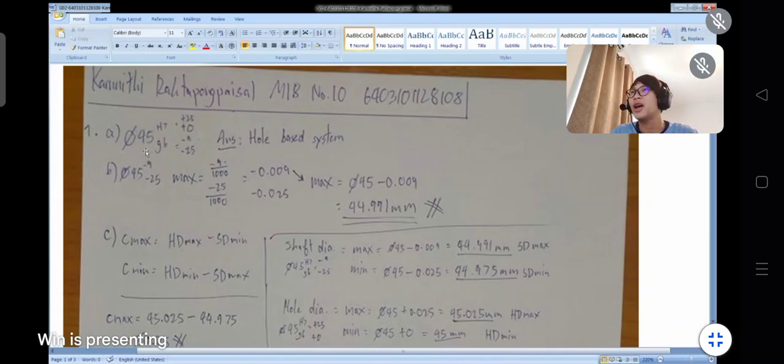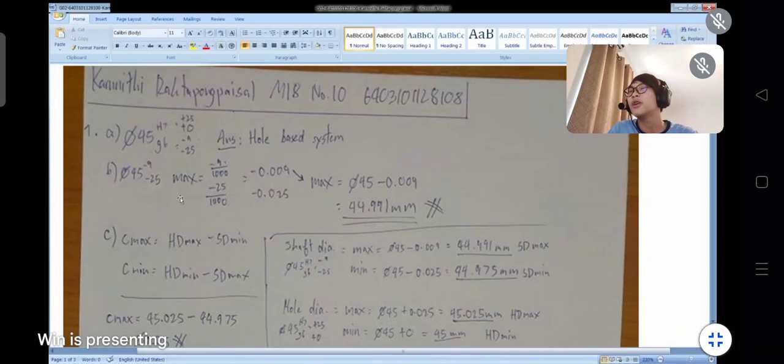Number one, for A, it asks which it is, a shaft-based system or a hole-based system. Well, if you look at this and translate it to the chart, we can see that the shaft is smaller than the hole. So that's why I chose hole-based system.